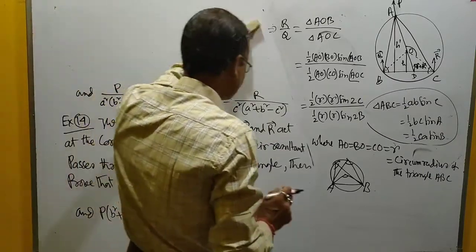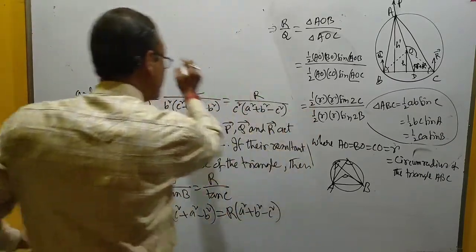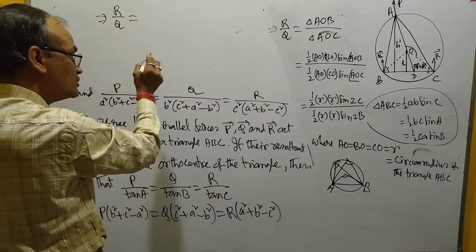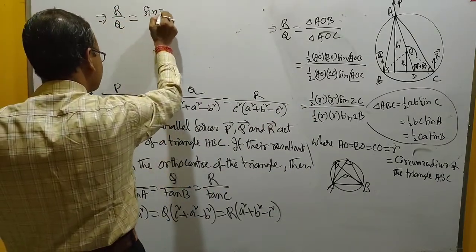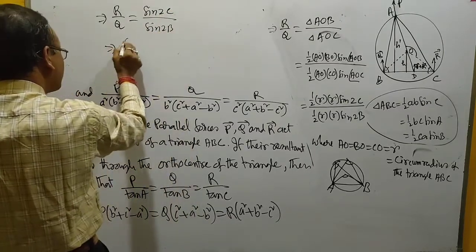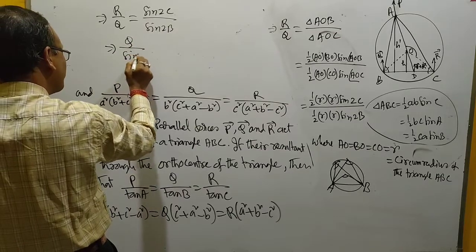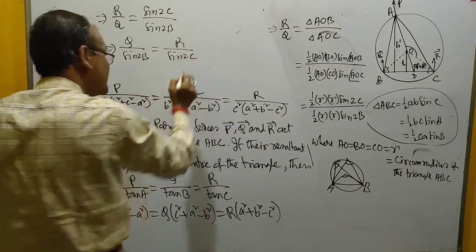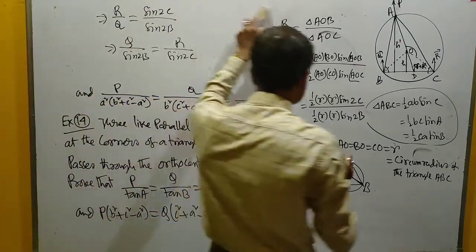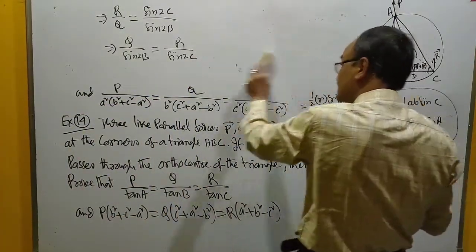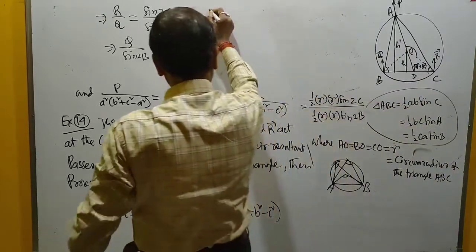This means that R by Q equal to sine twice C by sine twice B, or Q by sine twice B equal to R by sine twice C. Similarly, we can prove that.